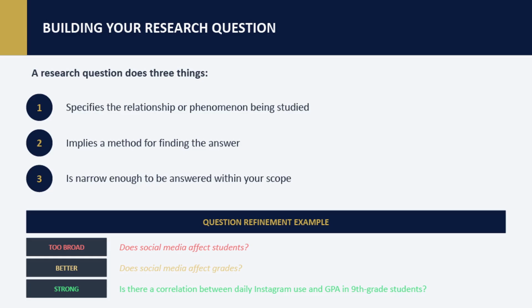So a better question is, does social media affect grades? It's not the best question, but it's more specific, and it has a higher chance of our research having impact. So a strong question is, is there a correlation between daily Instagram use and GPA in ninth grade students? This question targets a specific app, which is Instagram, targets GPA, and then it targets a specific population, ninth grade students. So this is a great research question that has high potential of having a large amount of impact.